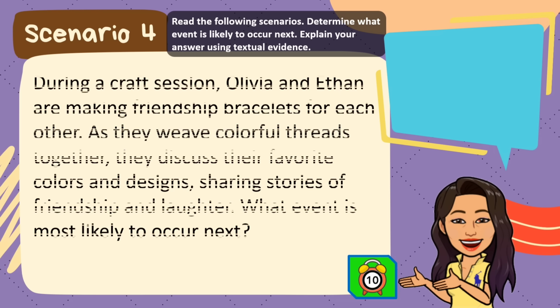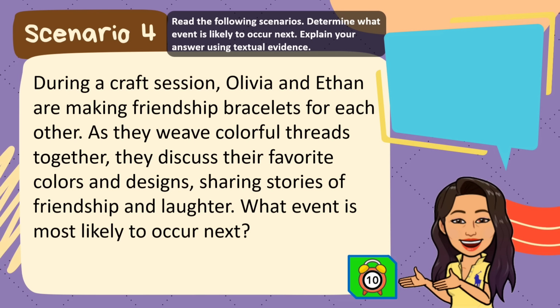Scenario number 4. During a craft session, Olivia and Ethan are making friendship bracelets for each other. As they weave colorful threads together, they discuss their favorite colors and designs, sharing stories of friendship and laughter. What event is most likely to occur next?